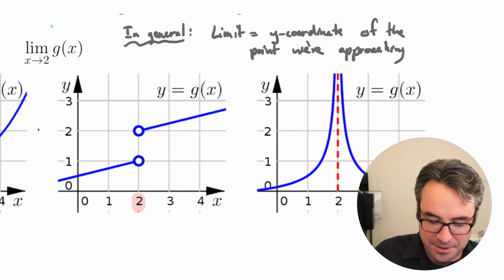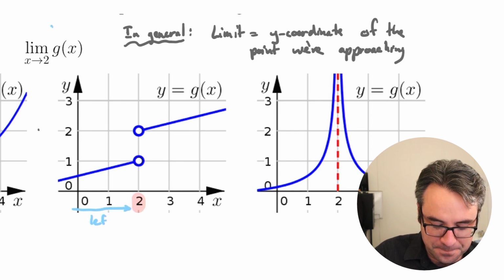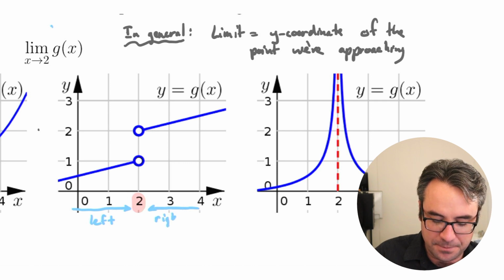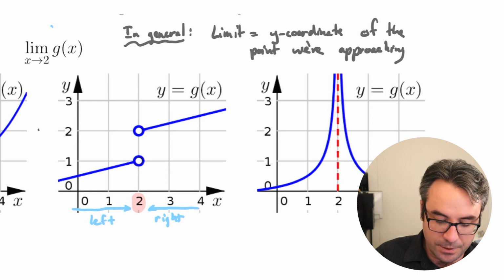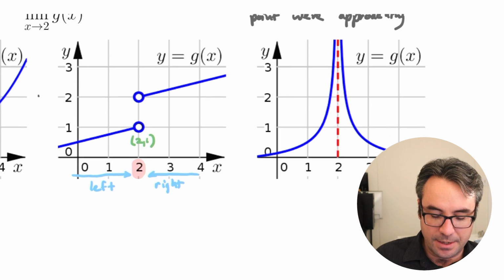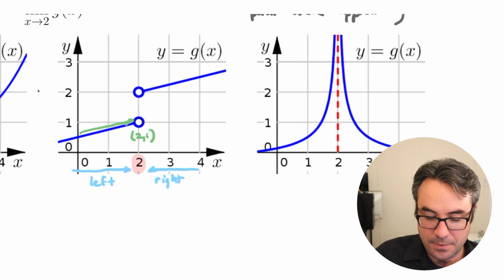So we're going to approach from the left side here, and then we're also going to look at what happens when we get close from the right side. Again, picture yourself standing on the curve and walking along the curve to see where you're going. It looks like we're going to this point right here on the left side. The coordinates for that point are 2, 1.